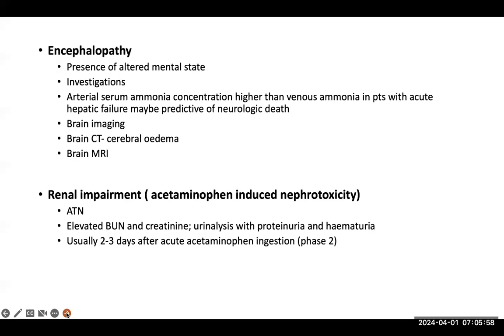So you can also have encephalopathy, which can also be seen in acute liver failure, and that's presence of altered mental states. And the investigation you want to do for these patients includes your serum ammonia. According to the studies I read, arterial serum ammonia concentration is actually higher than venous ammonia in patients with acute hepatic failure, and is more predictive of neurological death, that's brain neuron death.